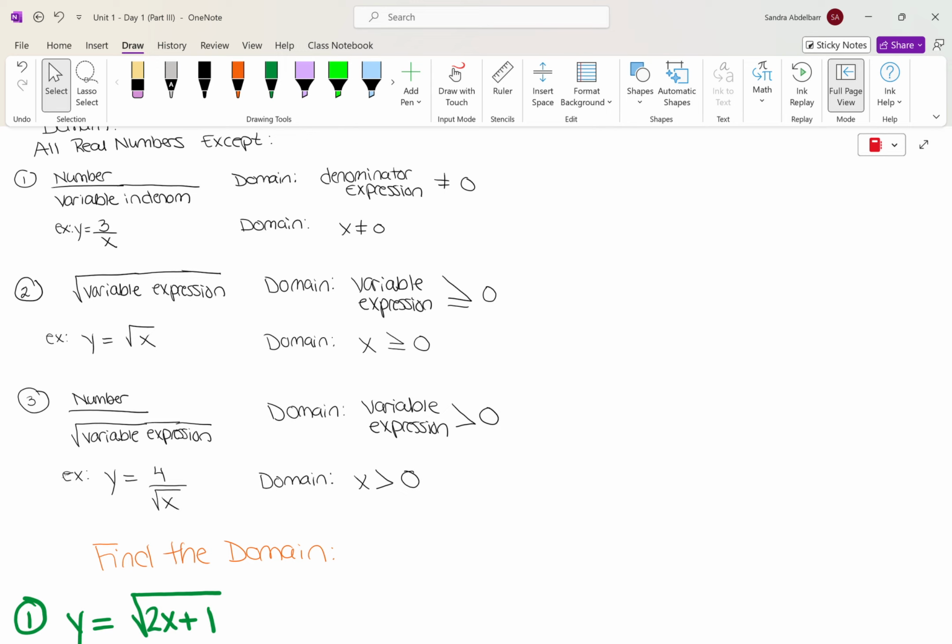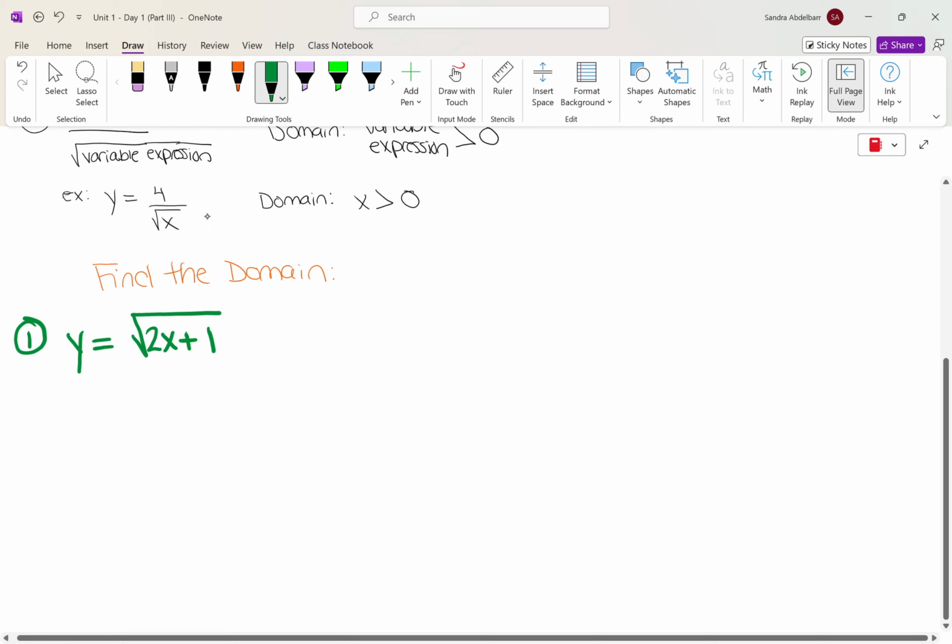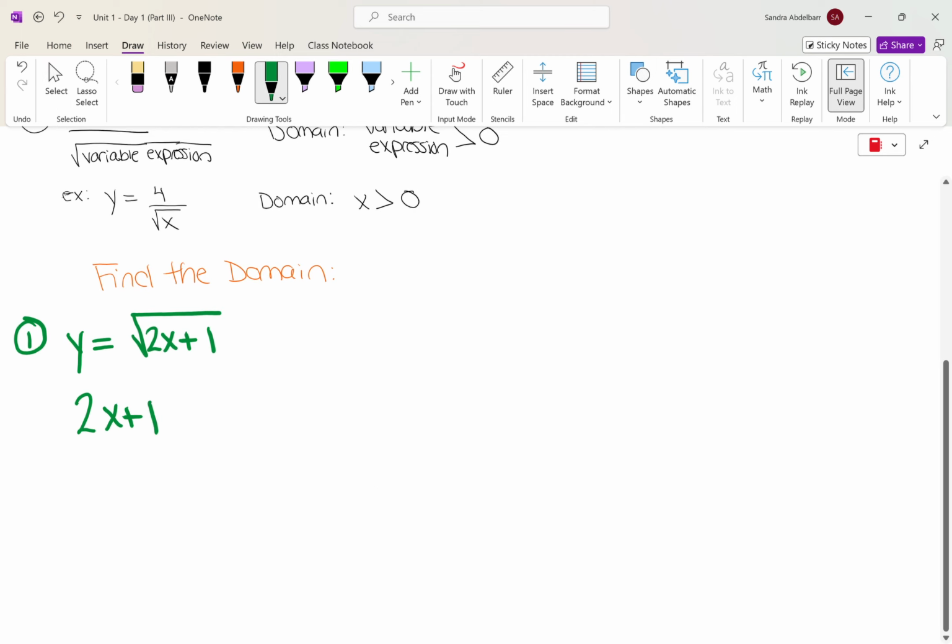What is the restricted domain for the second one? Our restricted domain is our variable expression. Whatever is underneath that radical is going to have to be greater than or equal to 0. So what do we do? We take whatever's underneath that radical, 2x plus 1, and it will be greater than or equal to 0.